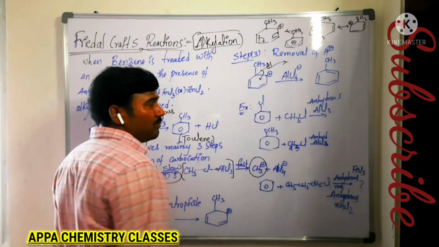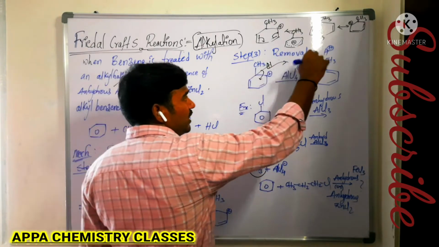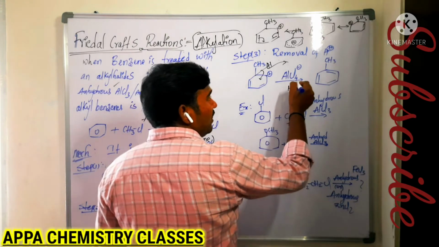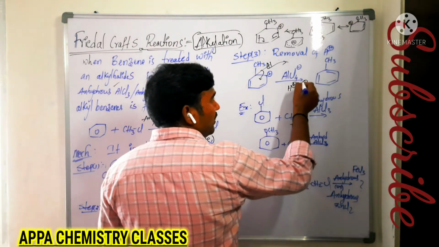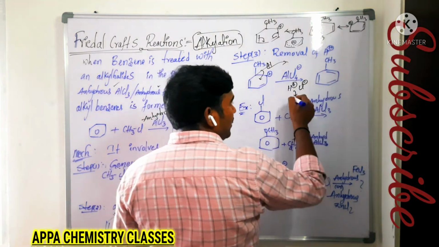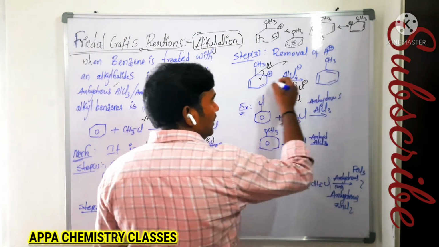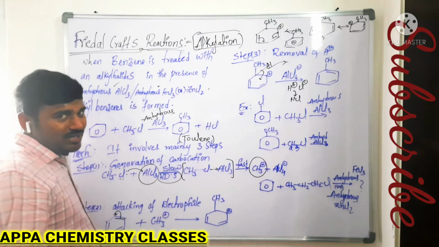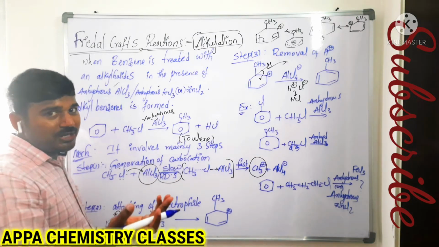So this bond will be shifted here. The hydrogen ion will go, and that H plus ion and the chloride ion combine and form the byproduct HCl, and the bond is formed again between those two. That is what methyl benzene we are getting. Is that clear? Have you understood the mechanism?